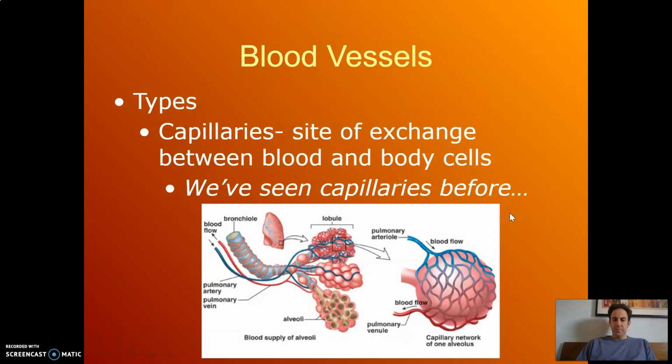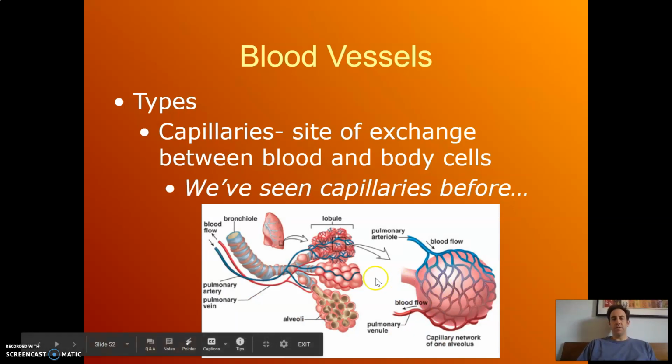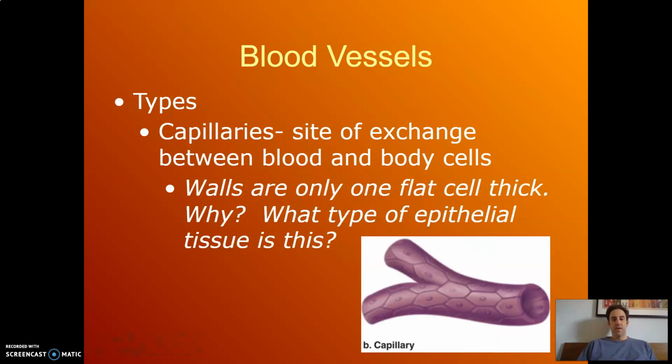You've seen capillaries before. These are what surround the alveoli in the respiratory system. So when you take a deep breath, the oxygen goes down into your lungs, inflates these little air sacs, and then the oxygen diffuses into the capillaries surrounding them. And again, because they're so tiny, that helps with the exchange of materials across them.